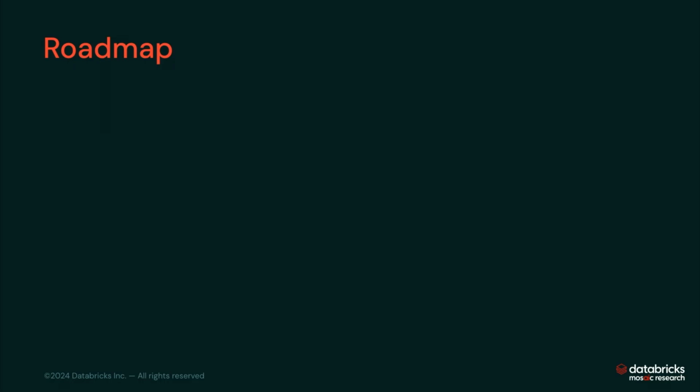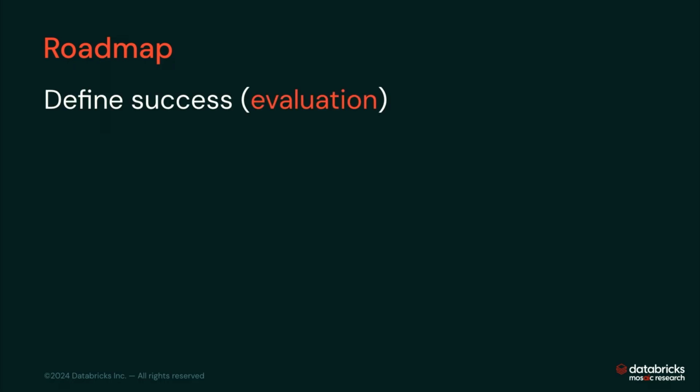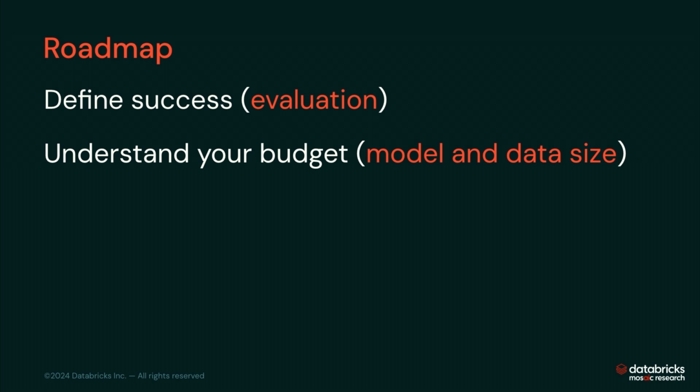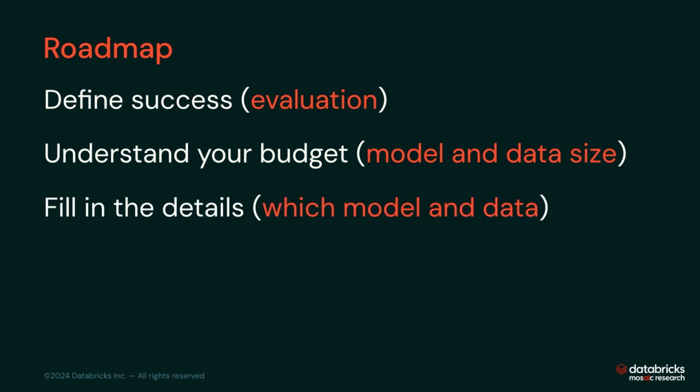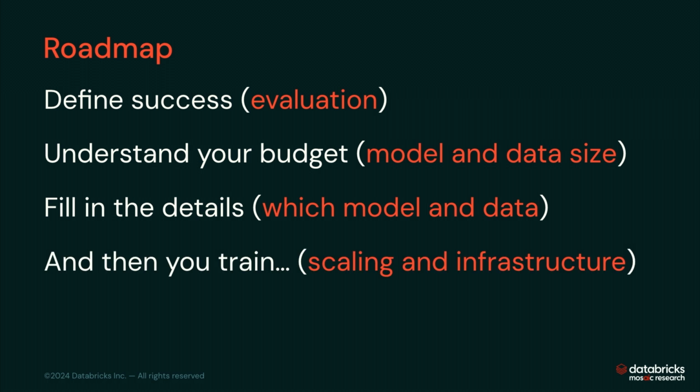Okay, roadmap for the talk, very briefly. Number one, we got to define success. We have to always start with evaluation. Abhi loves to say and will say, you need to have a measuring stick. We found that our team is very, very good at, on whatever measuring stick, making the number go up. Making sure you have the right measuring stick and you're making the right number go up is incredibly important. Then you have to understand your budget, and we will talk about model and data set size and what makes sense there.